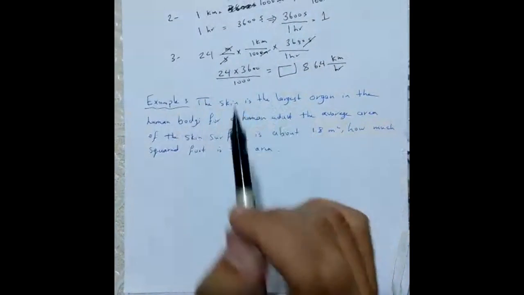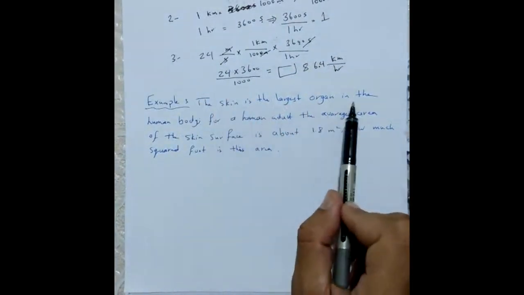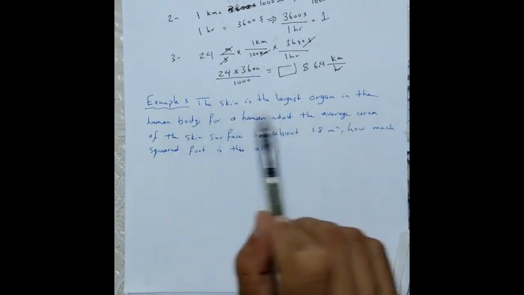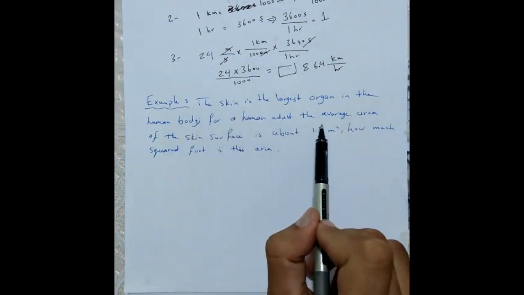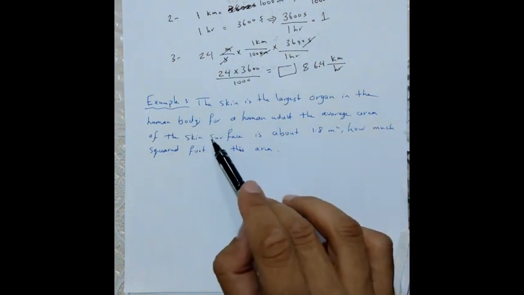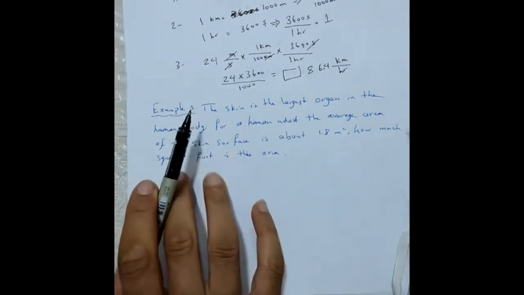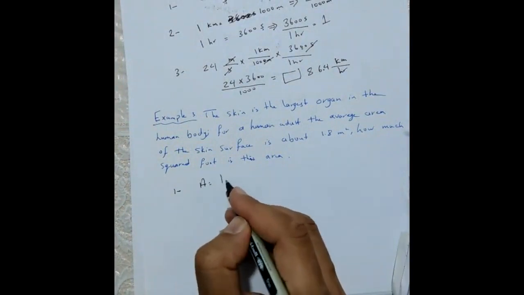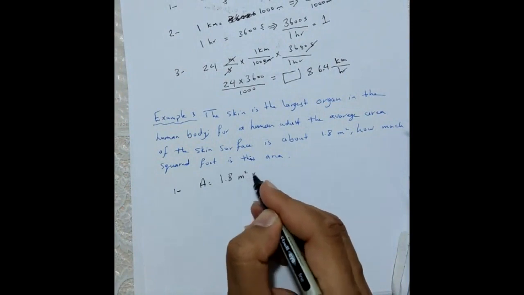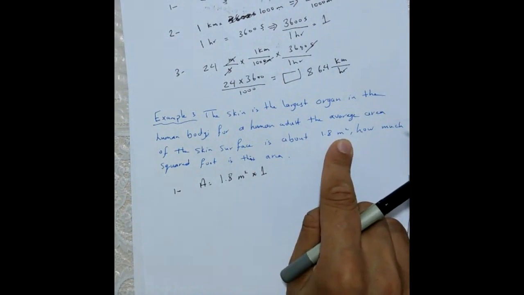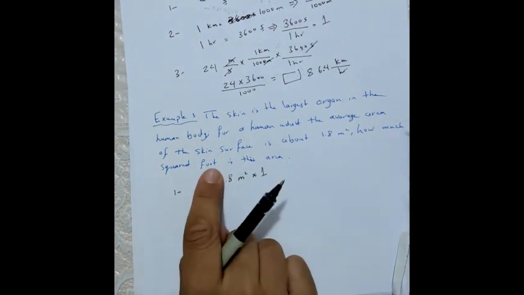The second example, we have the skin, the largest organ in the human body. For a human adult, the average area of the skin surface is about 1.8 meters square. How many square feet is in this area? Okay, so we will follow the steps. Step 1, I want to transfer this one, area A equal 1.8 meters square. I will multiply by 1 because I have 1 unit. I want to transfer meter square to foot square.